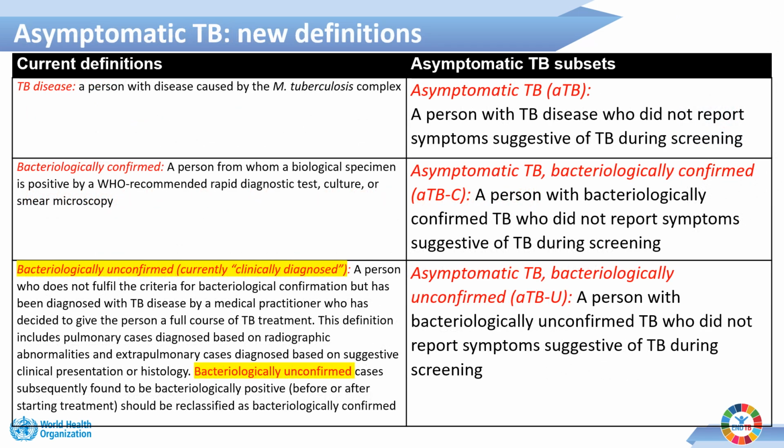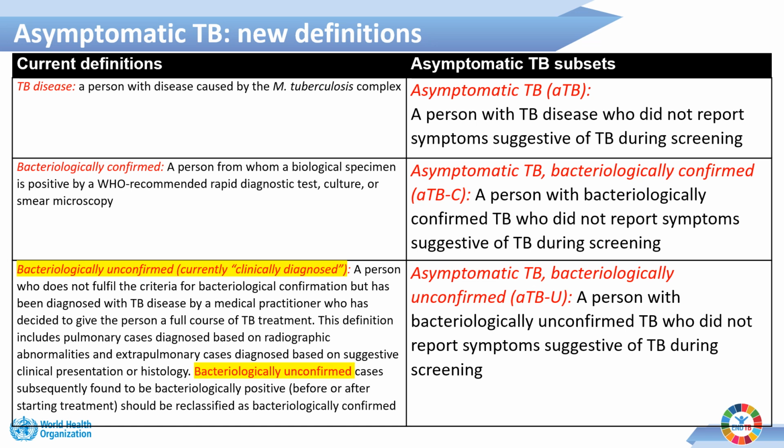ATB was thus defined as a person with TB disease who did not report symptoms suggestive of TB during screening. It is important to note that ATB is defined at the time of initial screening, and the status should not be changed if the person develops symptoms subsequently in the course of illness. Before classifying a person as having ATB, it also needs to be determined that the person has disease and not just TB infection. This is made on the basis of bacteriology, imaging, or histopathology.